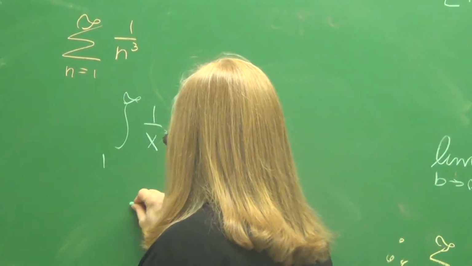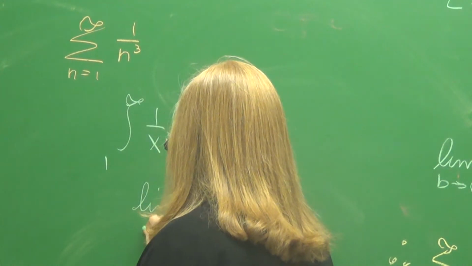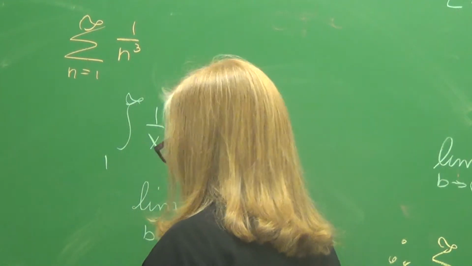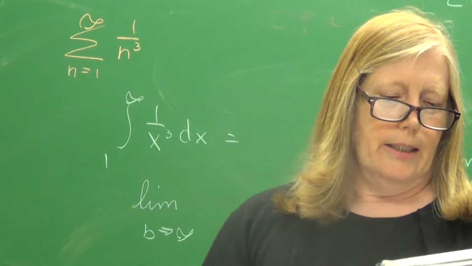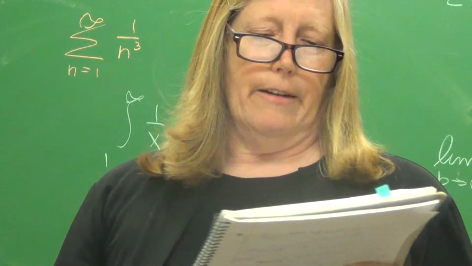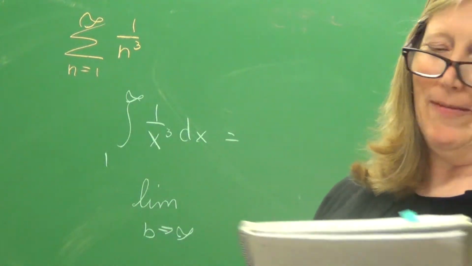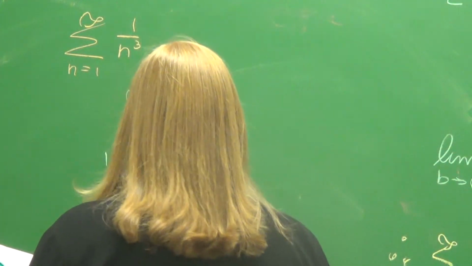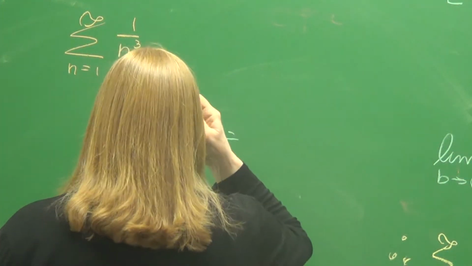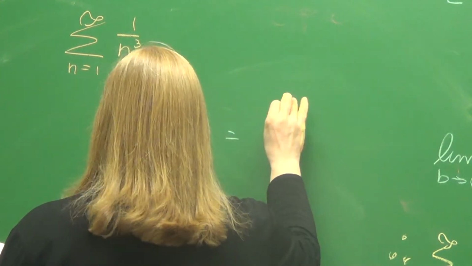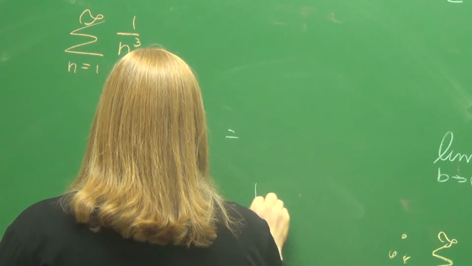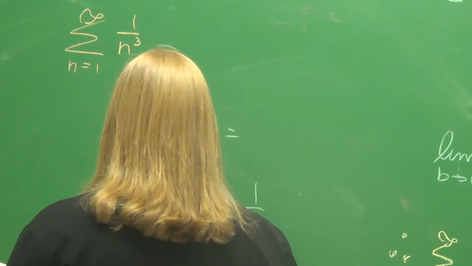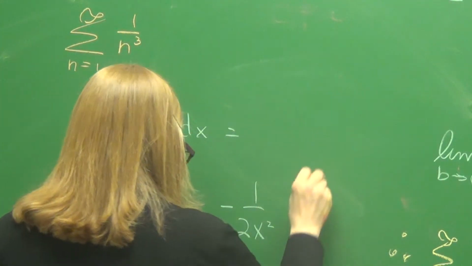So I would have the limit as b approaches infinity. Do you have an integral for me, Brendan? After I integrate it, negative 1/2 n to the negative 2. So can I write that as negative 1 over 2 x squared? Yes. So that's from 1 to b.